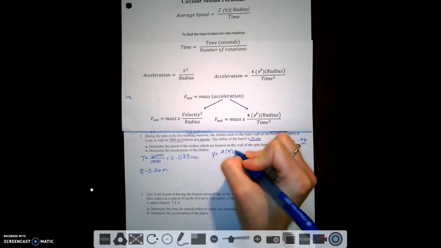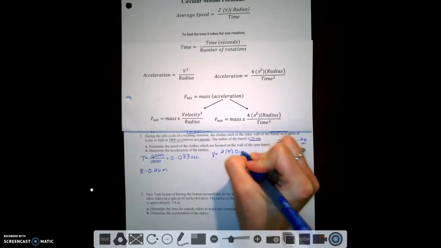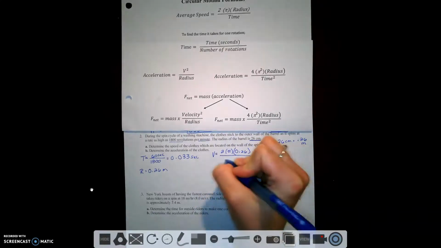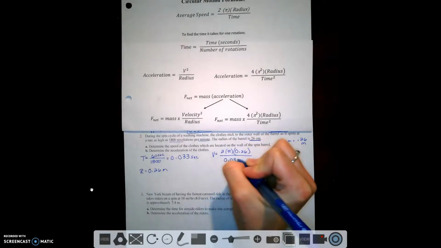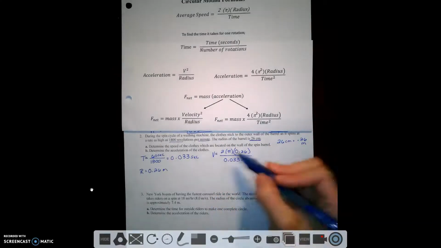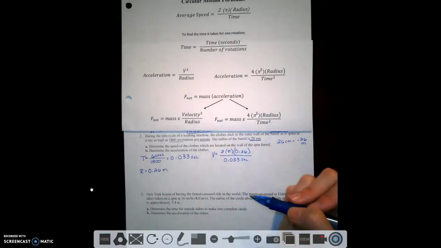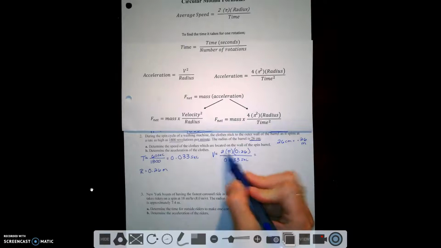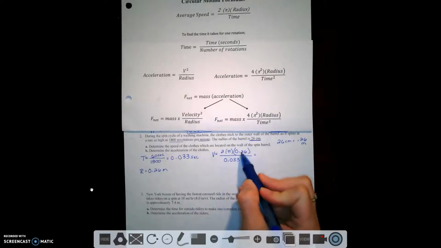Our radius is 0.26, and then the time is 0.033 seconds. So we have 2 pi r divided by our time, and we are going to simplify that top, so multiplying our 2 times 3.14 times 0.26.